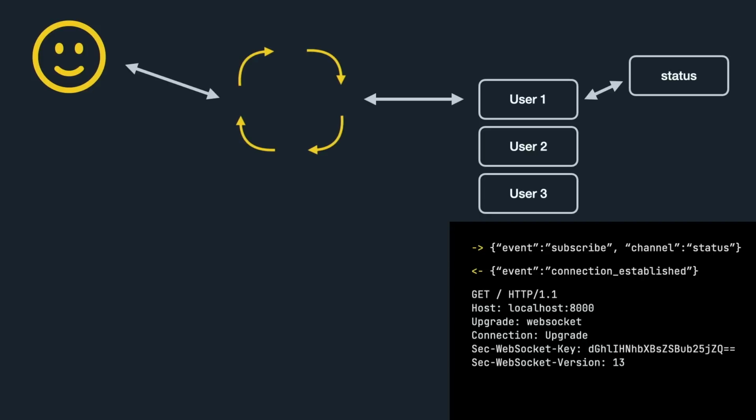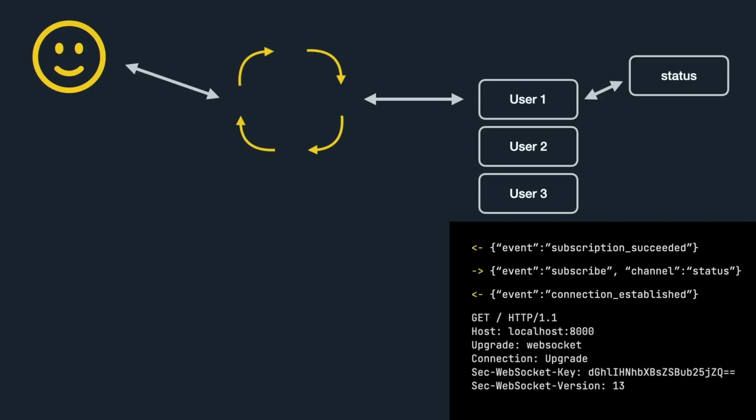And the status channel is nothing more than a PHP array which stores references to subscribed clients. And of course, we want to do something similar as when our connection was successful. We want to let the user know that their subscription was successful. So we queue up that event, and the next time the loop ticks, we write that back to our connected client.